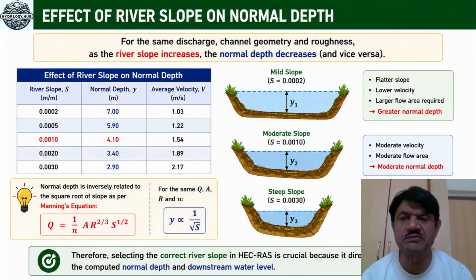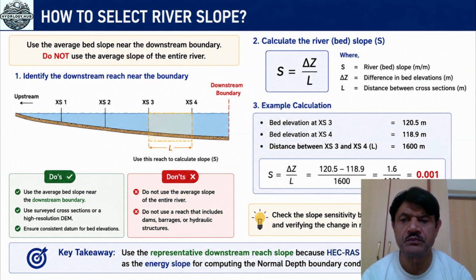Therefore, even a small error in selecting reverse slope may influence the downstream boundary conditions and consequently the computed water surface profile. So, the obvious question becomes how should we select the reverse slope? Many beginners make the mistake of using the average slope of the entire river. This is generally not recommended. Instead, the slope should represent the downstream reach immediately upstream of the boundary.